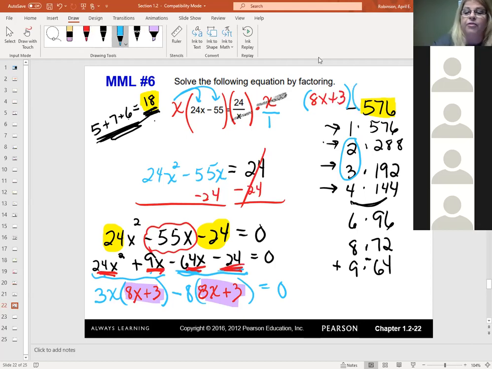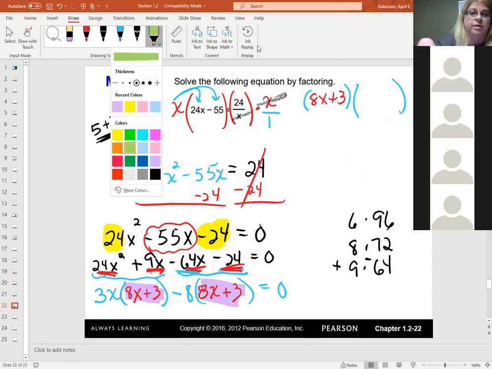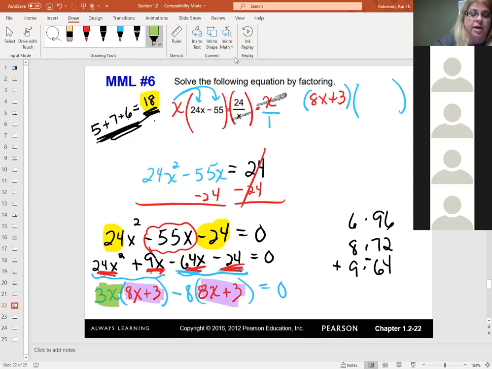And then the other factor, let me erase this, sorry. The other factor is this 3x and this minus 8. That's what's going to go here. The 3x minus 8 equals 0.